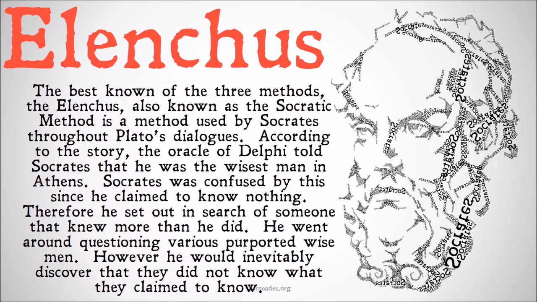According to the story, the Oracle of Delphi told Socrates that he was the wisest man in Athens. Socrates was confused by this, since he claimed to know nothing. Therefore, he set out in search of someone that knew more than he did. He went around questioning various purported wise men throughout society, politicians, poets, etc. However, he would inevitably discover that they did not know what they claimed to know. And therefore, Socrates eventually realized that he was the wisest man, not because he knew more than these other people, but because he understood that he didn't know anything at all.